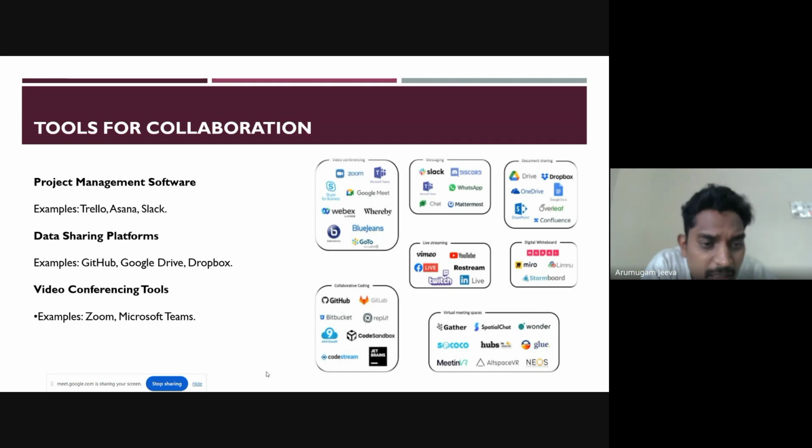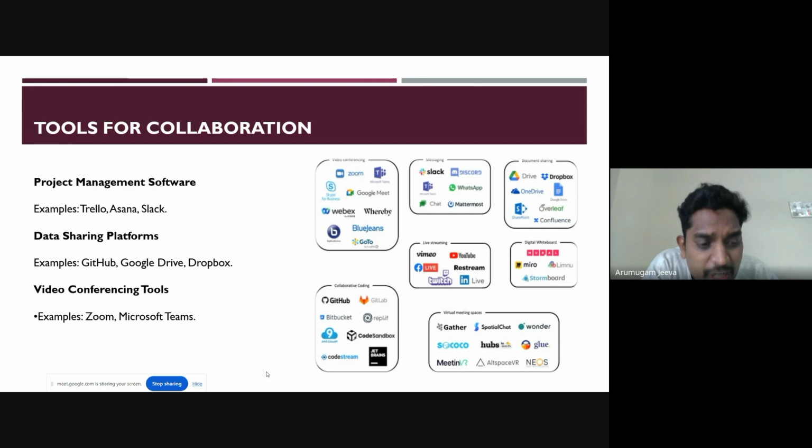If you take project management, there are so many software that can be applied for maintaining and managing the project, like Trello, Asana, Slack. These are all the tools which can be adapted for project management. And data sharing platforms, I think you're all already using them. GitHub, Google Drive, Dropbox, a lot of tools are being used.